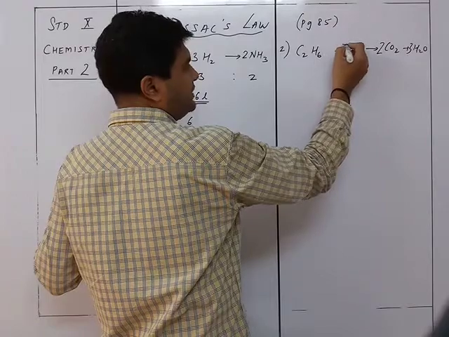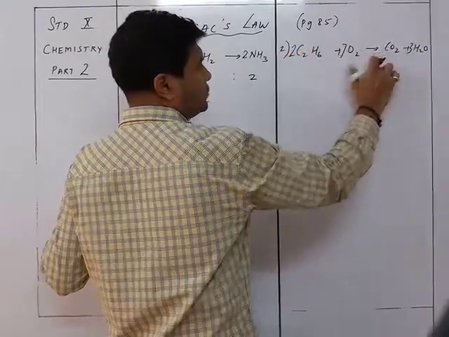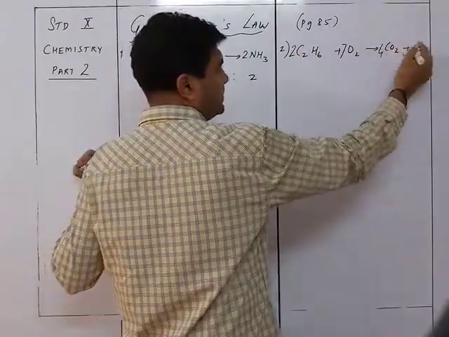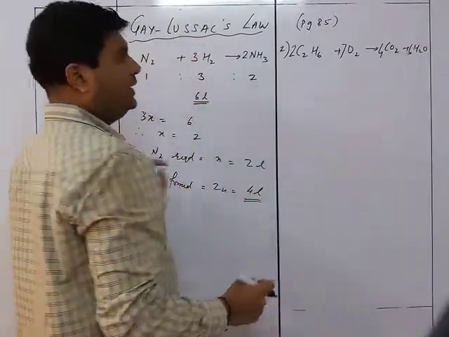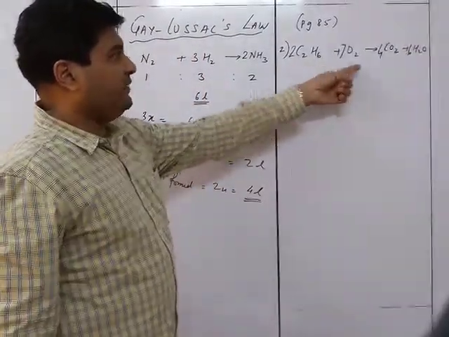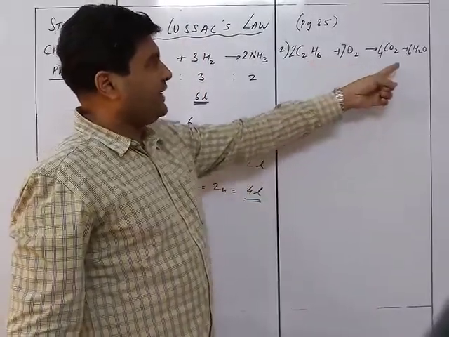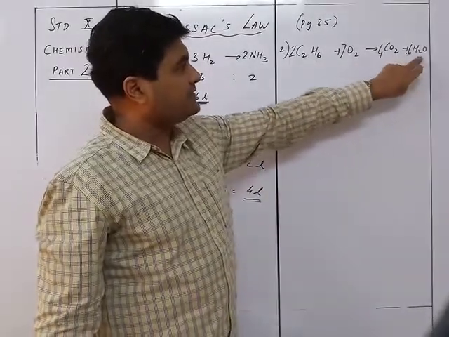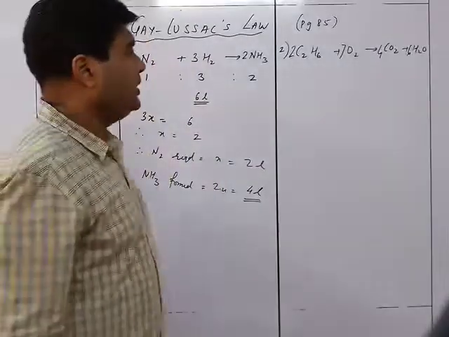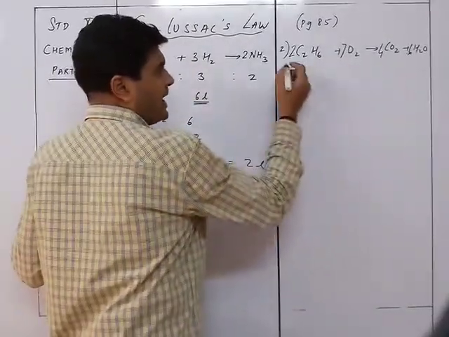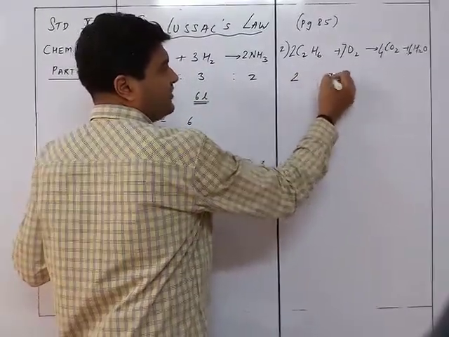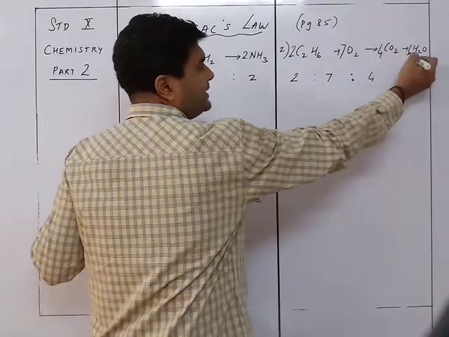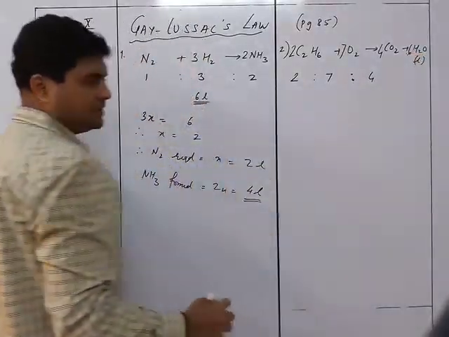We will have to make this 7, this 2, this 4, this 6. So just check: 4C, H is 12, 14 O, so 8 plus 6 is 14. Yeah, perfect, right? So the ratios in which they are going to react will be 2:7:4. This being liquid, we will not consider it.